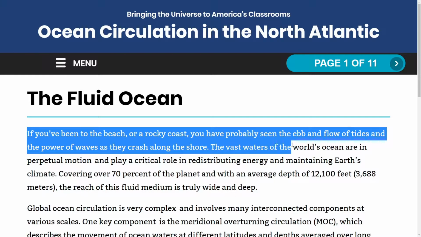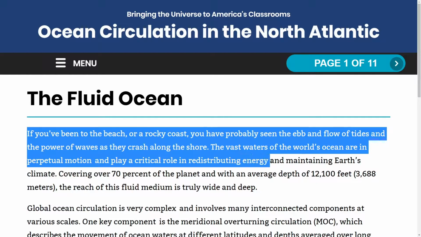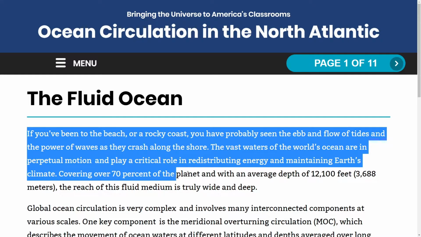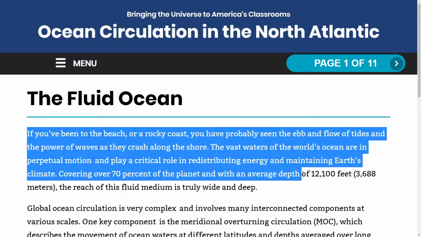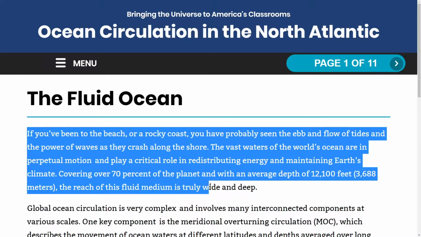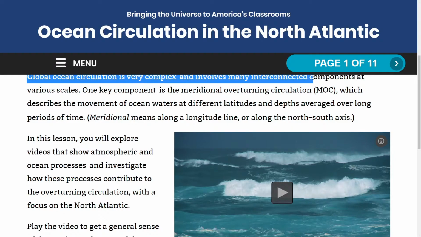The vast waters of the world's oceans are in perpetual motion, and they play a critical role in redistributing energy and maintaining Earth's climate. Covering over 70% of the planet and with an average depth of 12,000 feet, or 3,688 meters, the reach of this fluid medium is truly wide and deep. Global ocean circulation is very complex and involves many interconnected components at various scales.